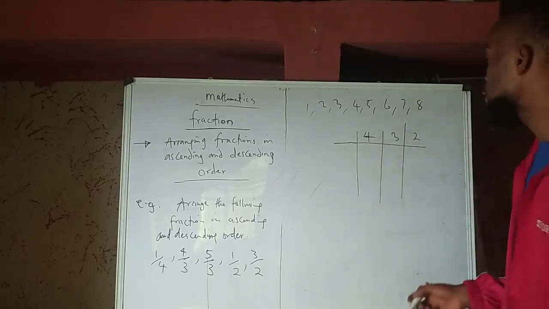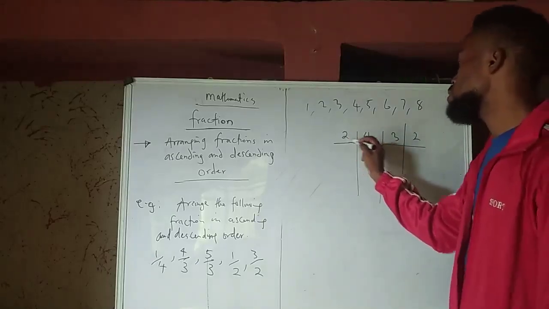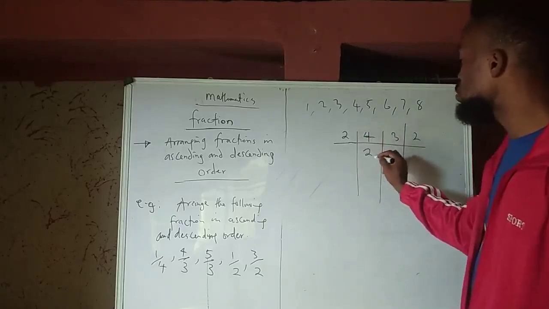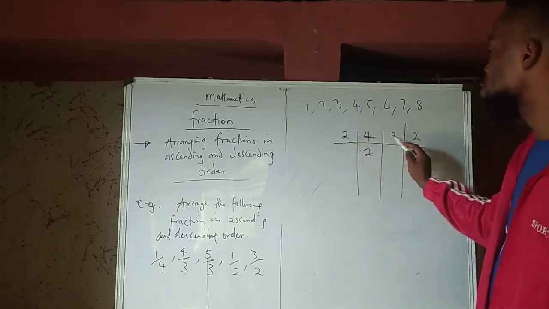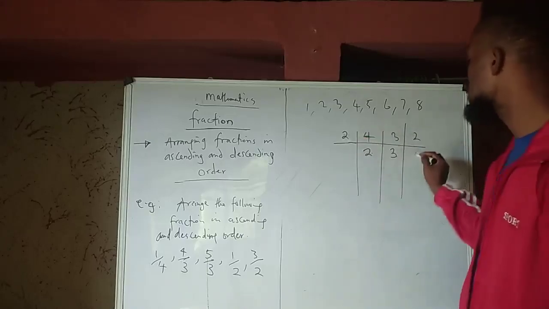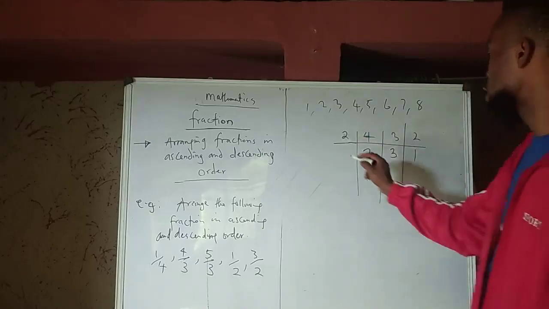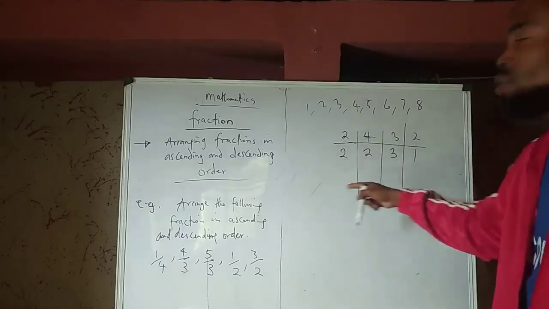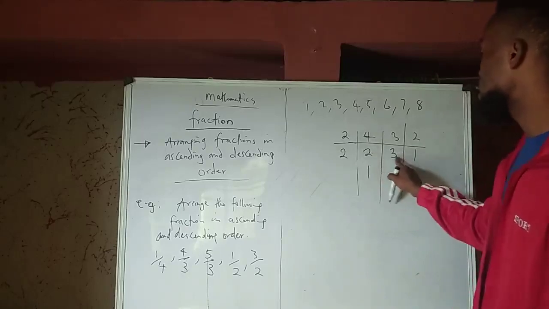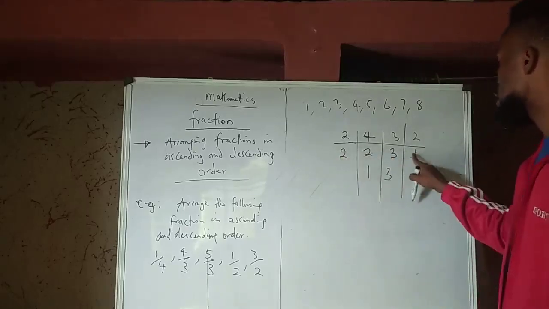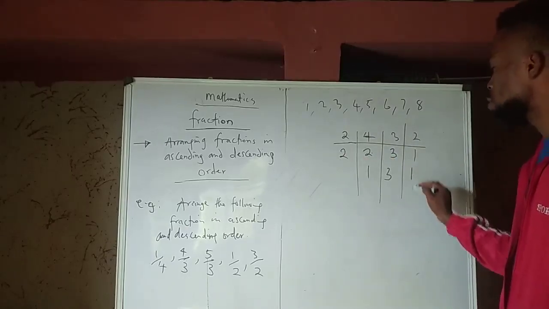If you remember how to look for LCM, we take 2 first. 2 goes into 4 and we get 2. 3 divided by 2 still gives us 3. And 2 divided by 2 gives us 1, right? Now let's also put 2 here. 2 divided by 2 gives 1. 3 divided by 2 cannot, so we write 3. 1 is already in the lowest value, so we put 1 here.